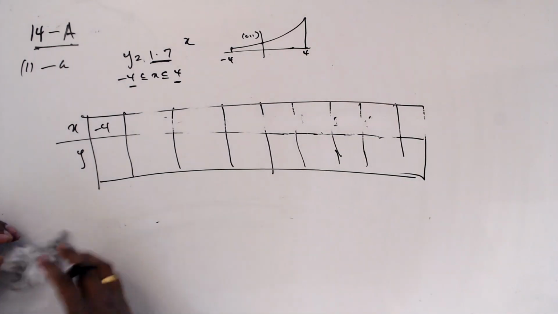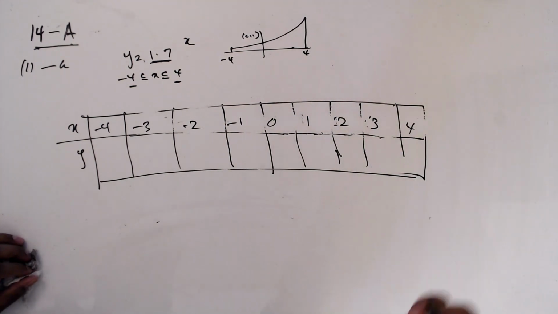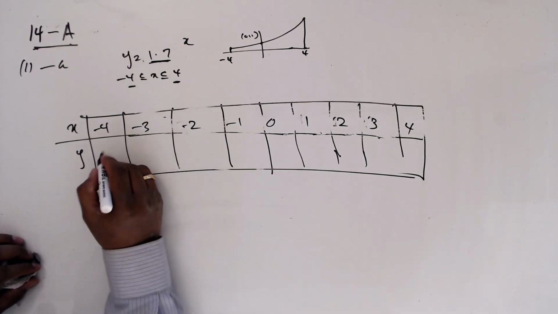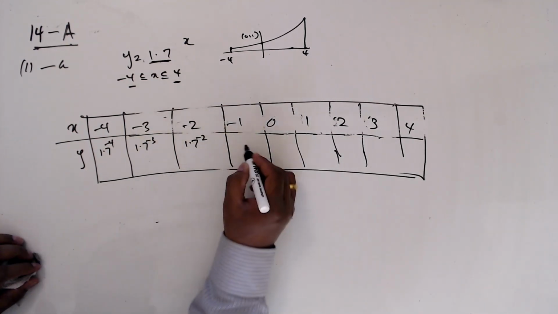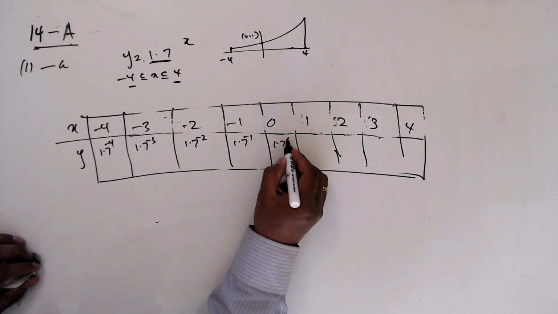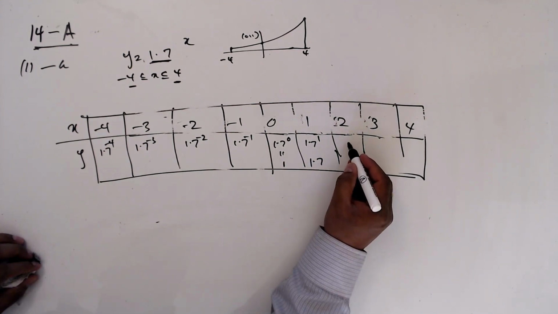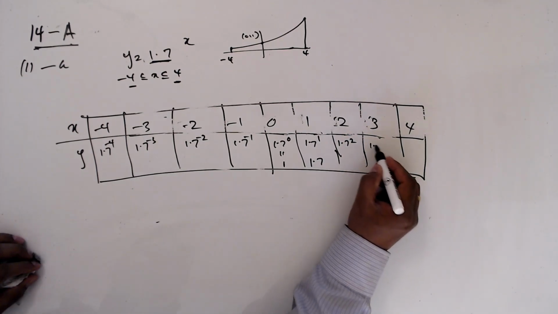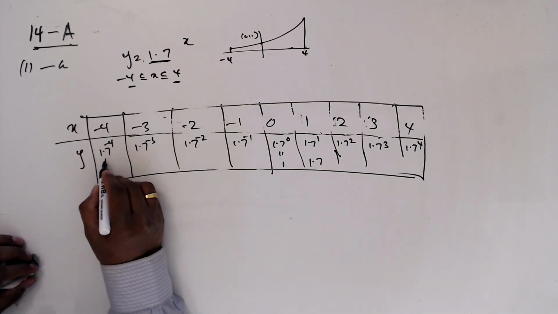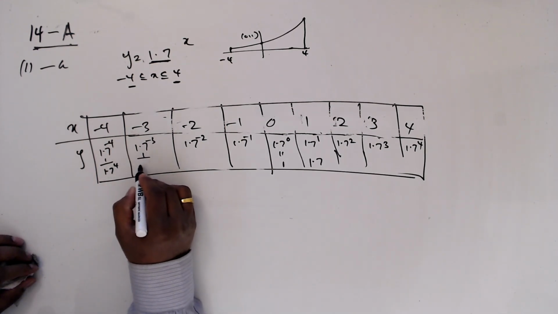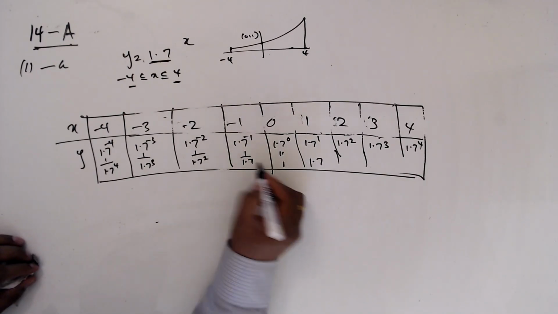So this is going to be -4, -3, -2, -1, 0, 1, 2, 3, 4. So this is going to be 1.7 to the power -4, 1.7 to the power -3, 1.7 to the power -2, 1.7 to the power -1, 1.7 to the power 0 is 1, and 1.7 to the power 1 is 1.7. This is going to be 1.7 squared, 1.7 cubed, 1.7 to the power 4. This is 1 over 1.7 to the power 4, 1 over 1.7 cubed, 1 over 1.7 squared, 1 over 1.7.